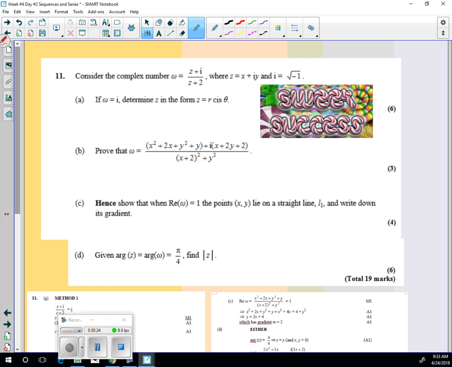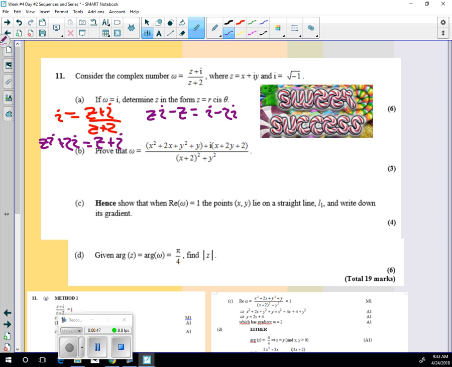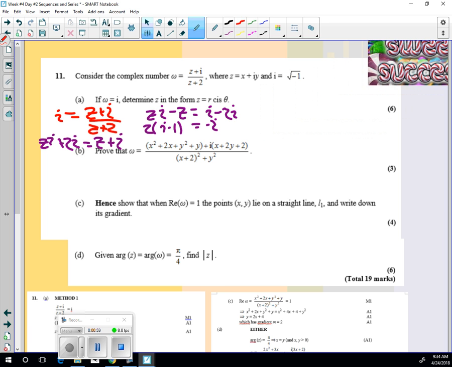Omega, or W, is equal to i, so i is equal to (z plus i) over (z plus 2). What they're trying to get you to do is cross multiply: zi plus 2i equals z plus i. Then we put the z's together: zi minus z equals i minus 2i. That's just negative i, and this is z times (i minus 1). So my answer, you'd think, is just z equal to negative i over (i minus 1).